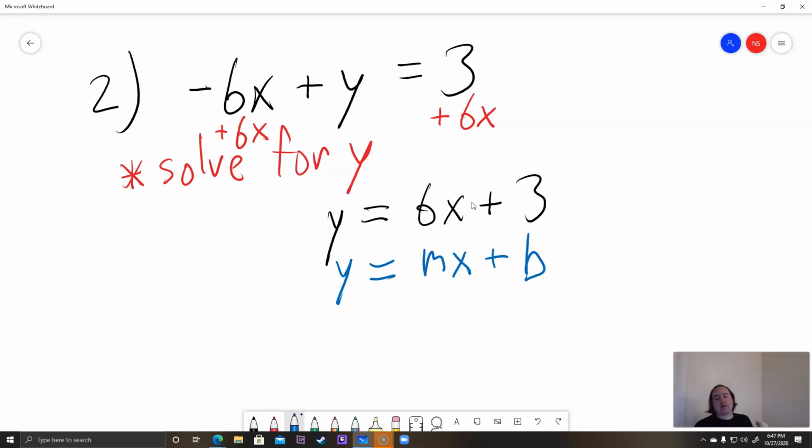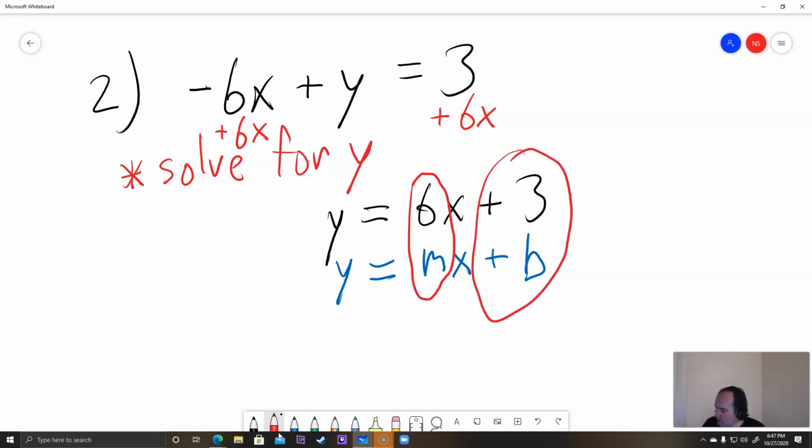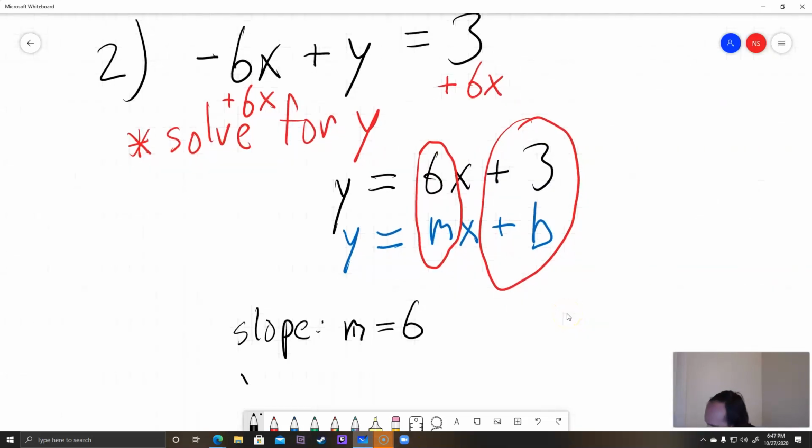So now we can figure out what the slope m and the y-intercept b are. So we can see that m is going to be positive 6, and then b is going to be positive 3. Okay, so our slope is m equals 6, and then our y-intercept is 0 comma b. So here our y-intercept is going to be 0 comma 3.